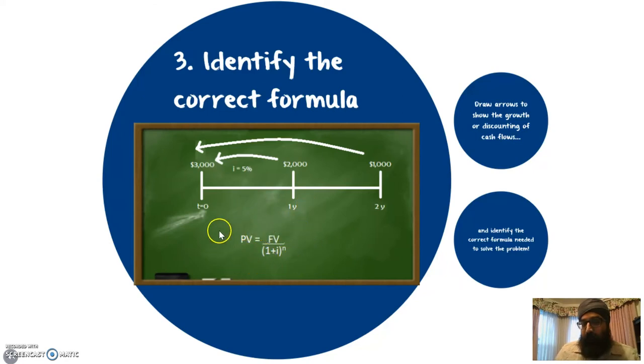This is the formula. FV stands for future value. These are the amounts that Marie's going to get in the future. And then we divide the future values by the 1 plus I term. I is your interest rate, if you remember correctly, of 5%, and n to the power of n, which is the number of years, right? So 1 year for the first dollar amount and 2 years for the second dollar amount.